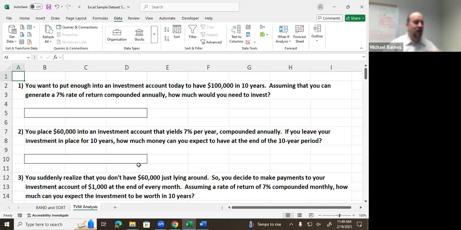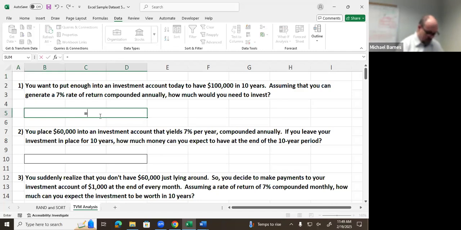So anyway, let's go ahead and think about what we need for $100,000 in 10 years. Assuming you can generate a 7% rate of return compounded annually, how much would you need to invest? So basically, we're asking what's the present value of that $100,000. So we're going to use a formula called PV, equals PV. And the good news is once you put these formulas in, the inputs are pretty self-explanatory. They're consistent across formulas. So we're going to talk about each of these.